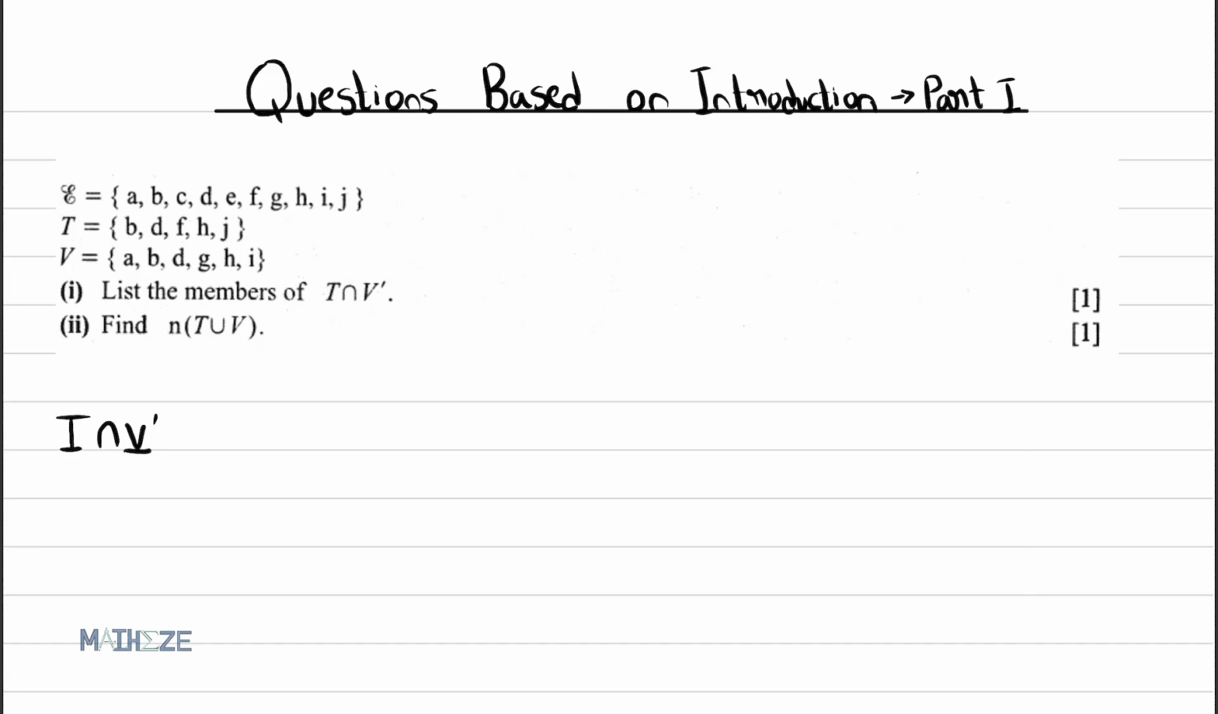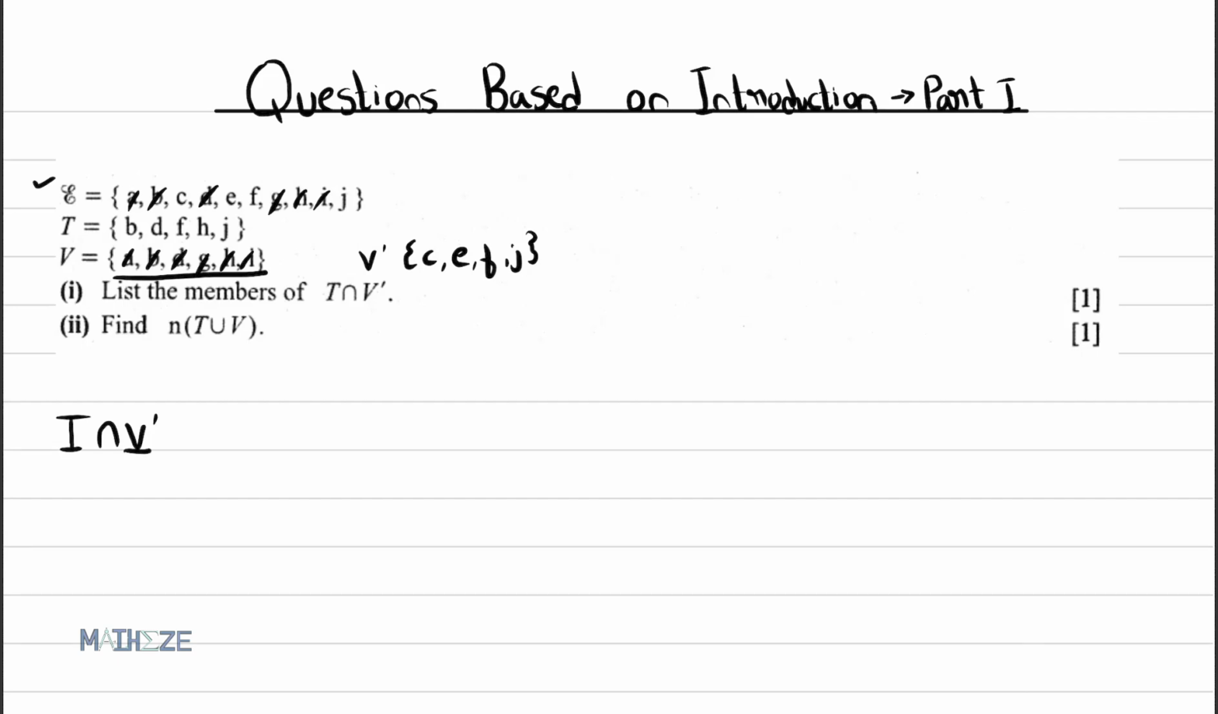What's complement? All those elements which are not present in set V but present in the universal set. So now let's see. A is present in set V, B is present in set V, D is present in set V, G is present in set V, H and I. So what am I left with? C, E, F and J. Got this? So that's my V complement.